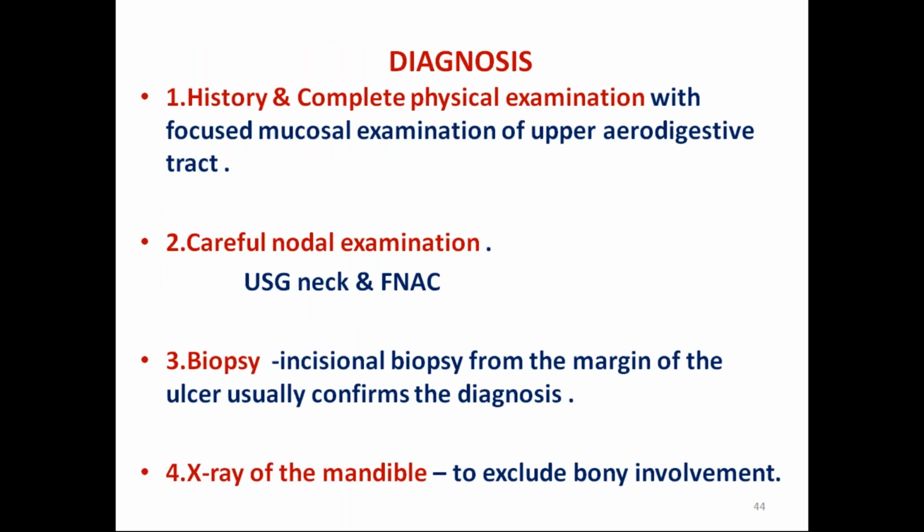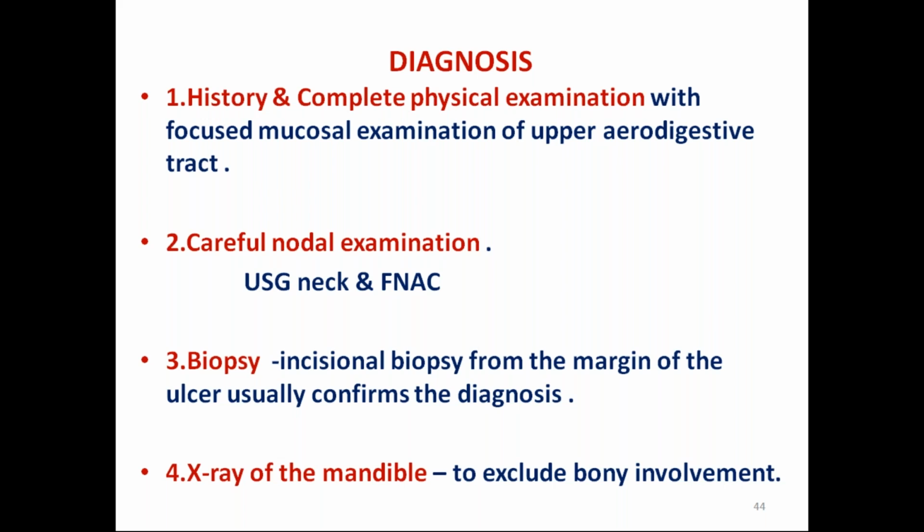So how do you diagnose this? How do you diagnose the carcinoma? History and complete physical examination. On coming to the OPD, we find out whether the patient has any other symptomatic conditions. That is, we take a complete history and do a complete physical examination, including the oral cavity with neck nodes, and check whether other groups of lymph nodes are involved or not. Then we focus on the mucosal examination of the upper aerodigestive tract.